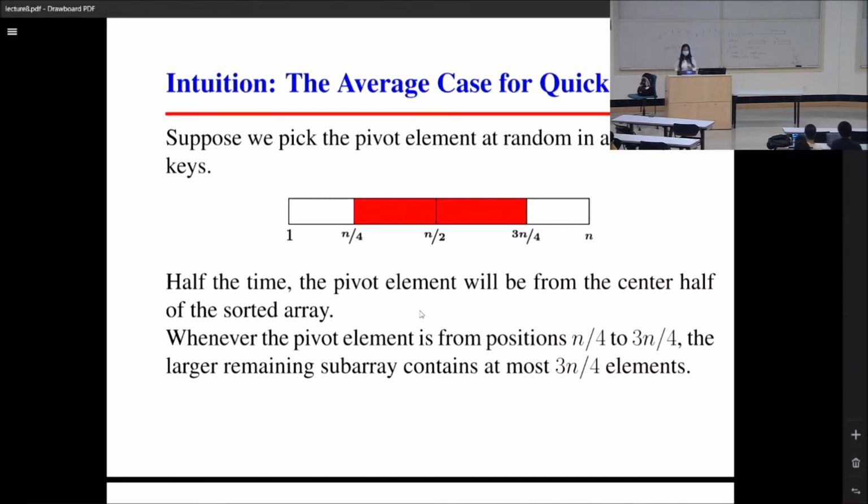And now let's think about the average case in probability. Let's say that we pick the pivot point at random in an array of n keys, and we divide them into 4 quarters. We would say that for the middle half, it will be a good pivot. So why is that?